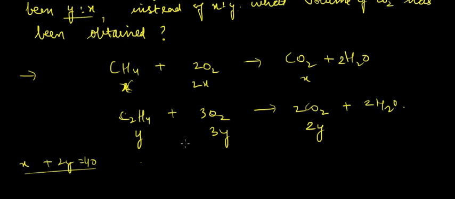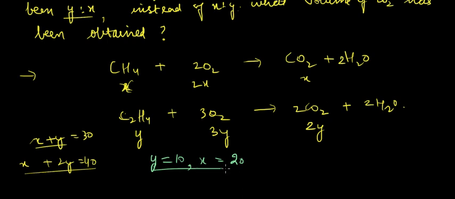Okay, and we also know that X plus Y is equal to 30 ml, which is given in the question, that the volume ratio of CH4 to C2H4 is X is to Y, and the total volume they take is 30 ml. Okay, so from these two we can calculate the value of Y, which should come out to be equal to 10, and the value of X should come out to be equal to 20.